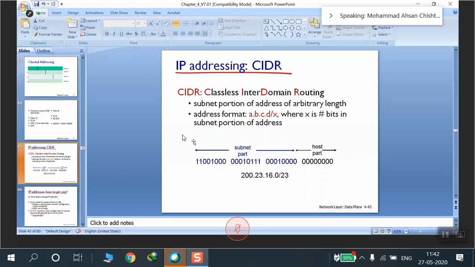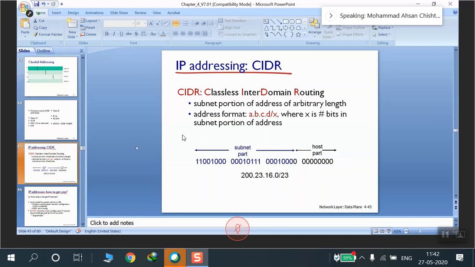So the network part of these IP addresses can be any number of bits long rather than 8, 16, 24, denoted by a.b.c.d/x, where x is the network prefix or network mask denoting the leading bits, and x can have any value.